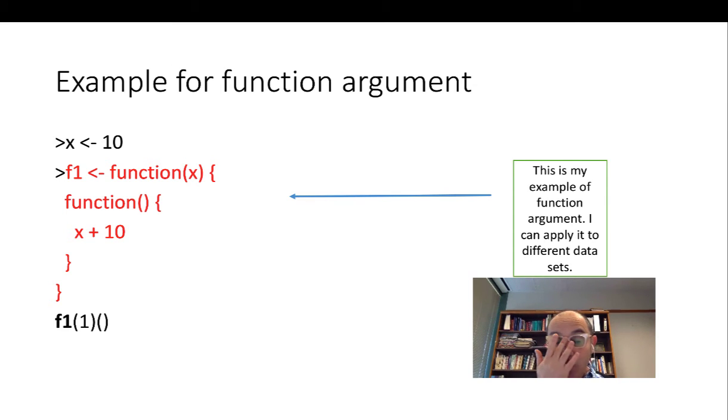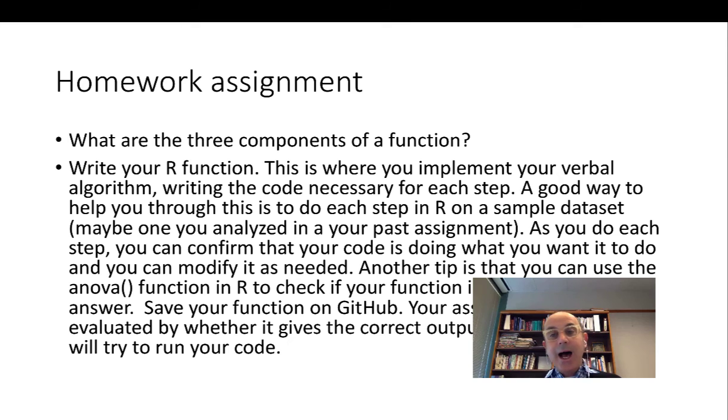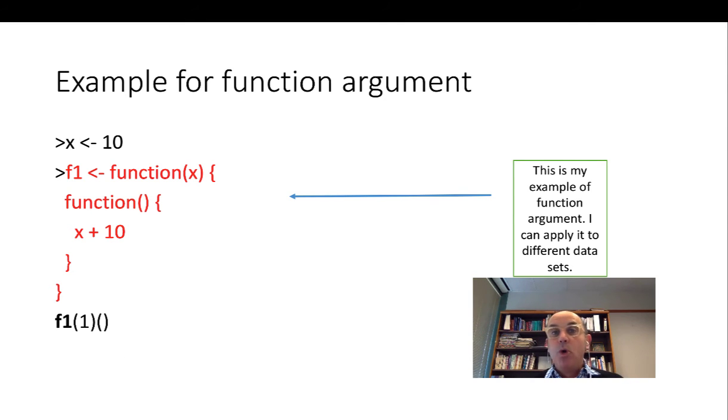So, an example of an argument. And again, this is a simple example. x is smaller than 10. So you write a function. This is a function argument. I can apply it to different data sets. I can do an example search in Boolean. I can make an argument out of it. I can apply it, and by doing that, I can make the arguments so that f1 underscore 1 and empty will give me the function that I'm looking for.